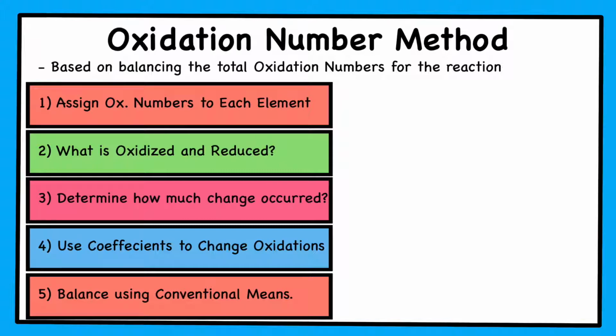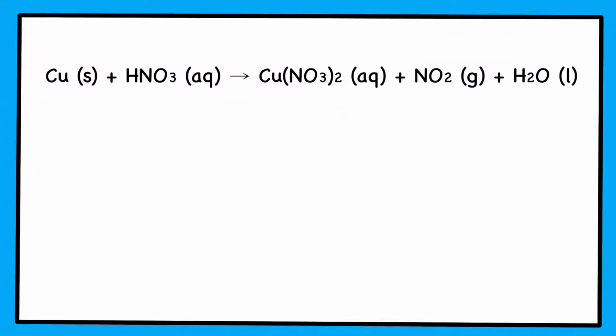Now let's balance our copper and nitric acid equation. First step is to assign oxidation numbers to each element. Copper by itself has an oxidation number of 0. Oxygen's oxidation number in nitric acid is -2. We have 3 of them, so for a total of -6. Hydrogen is always a +1 unless it is paired with a metal, so to cancel out the oxidation and make the compound neutral, nitrogen must have an oxidation number of +5.